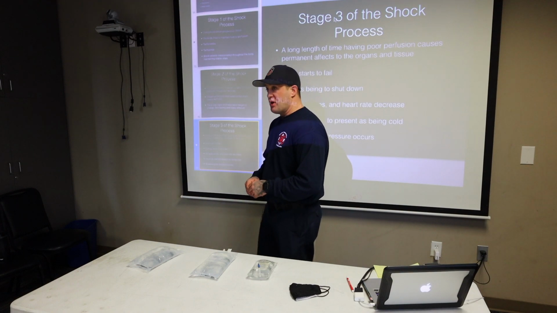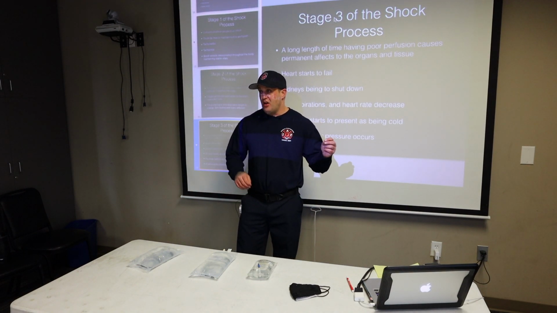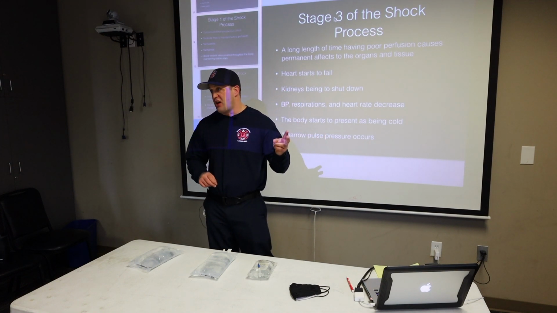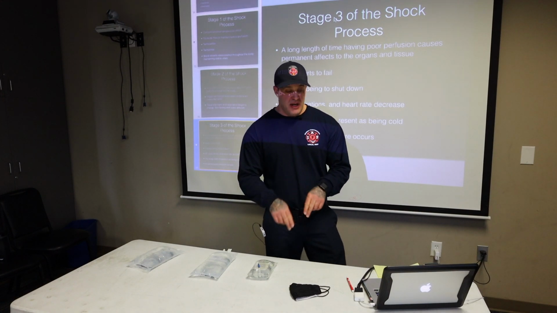And the narrowing blood pressure. Narrowing blood pressure is an indication of shock. So if we got, say, a systolic of 90 over 80, that is not a perfusing blood pressure. It is too narrow.